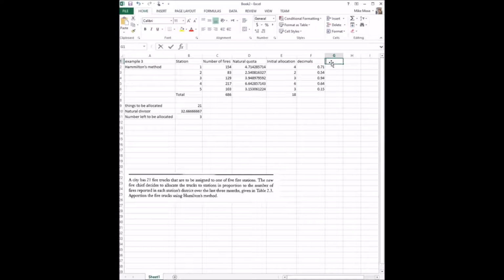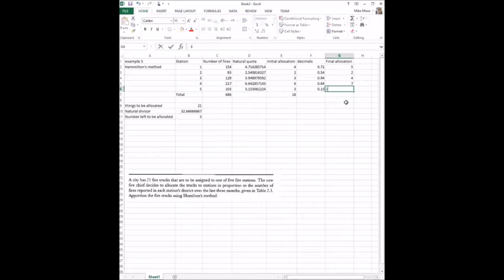So we're going to give an extra fire truck to the stations with the largest decimals. 0.94 is the largest of the decimals, so we're going to add 1 to the initial allocation for station 3. So 3 plus 1 is just 4. The next highest seems to be 0.71, so 4 plus 1 is 5, and now we've used up 2 of the 3 that we had left to allocate. The next highest seems to be 0.64, so we're going to add 1 to 6, and we get 7, and we just copy over from the initial allocation the ones that had the lower decimals.